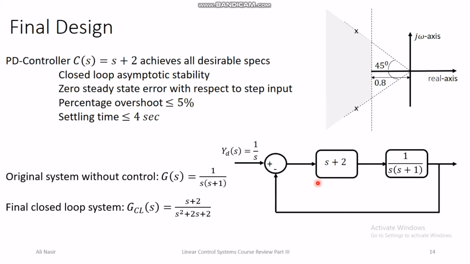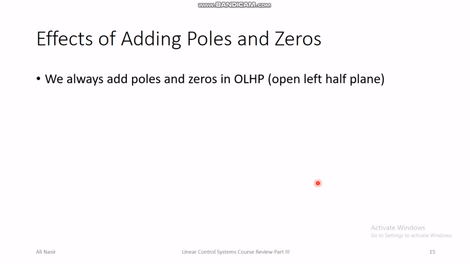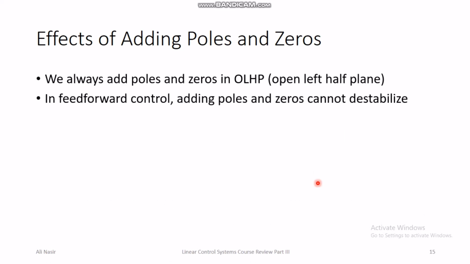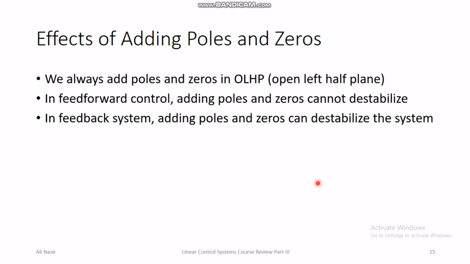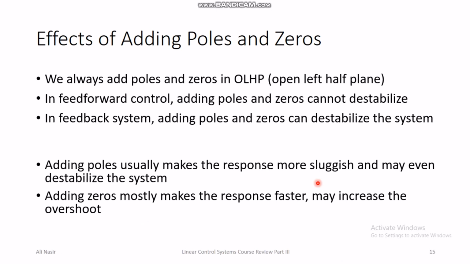But another effective way of designing a controller is of course with the help of root locus. Effects of adding poles and zeros: we always add poles or zeros using the controller in the left half plane. Adding poles makes the response sluggish or may even destabilize the system, and adding zeros makes the response faster and may increase the overshoot.